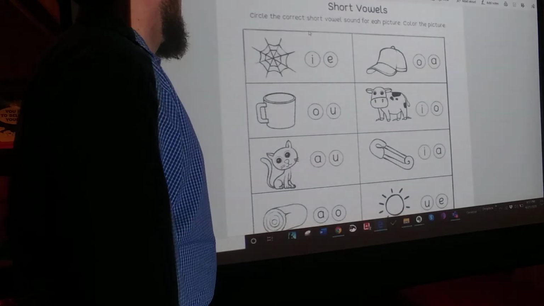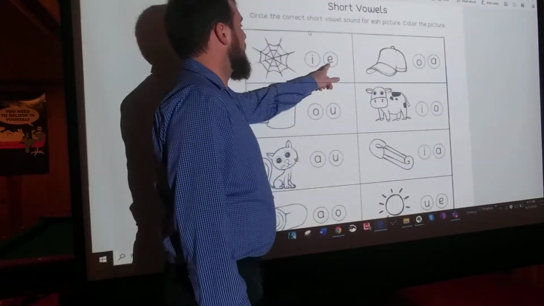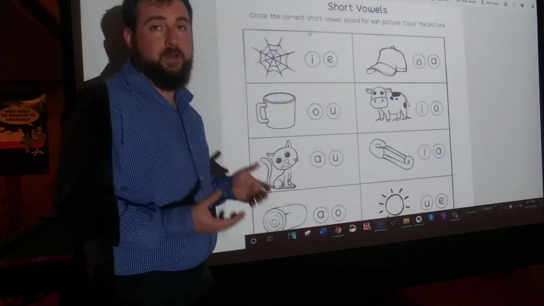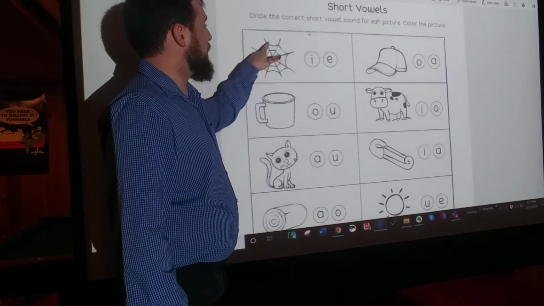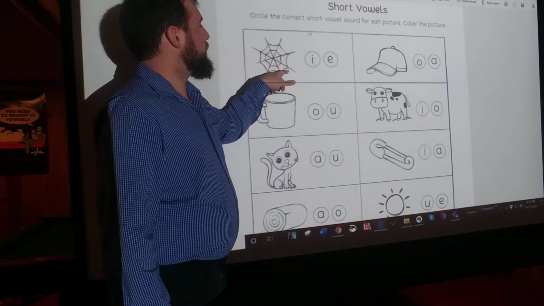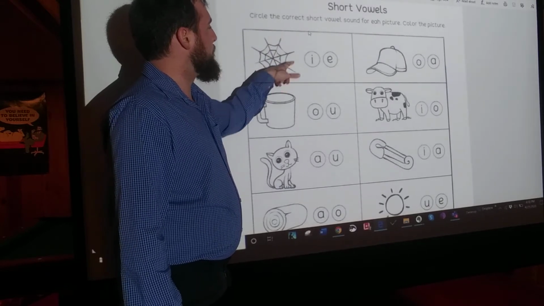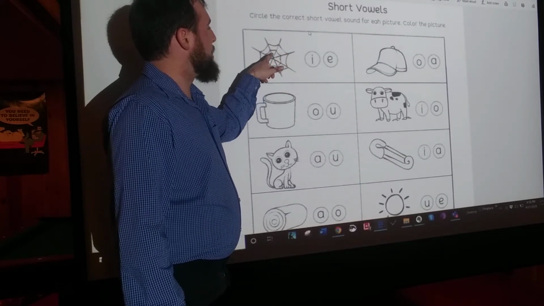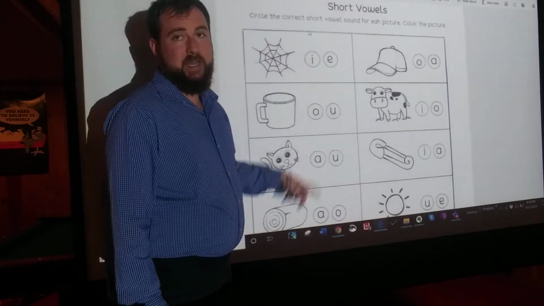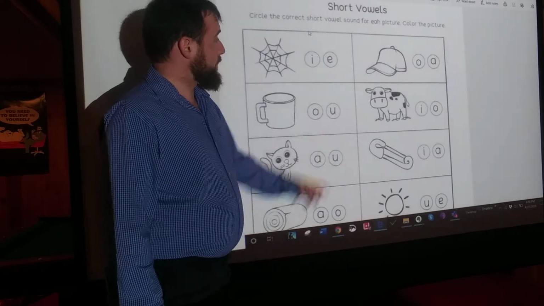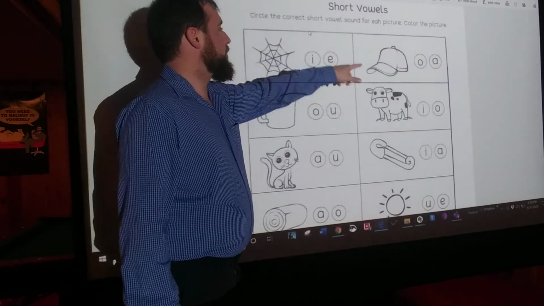All right. So now we have a picture, and we've got two vowels, and we've got to decide which one is the short vowel sound. Which sound did we hear? Okay. So for number one, this is a picture of a web. So which one of these makes the sound in web? Web. Eh, eh, eh. Which one of these letters makes the eh sound? That's right, the E. So circle the E, move on to the next one.